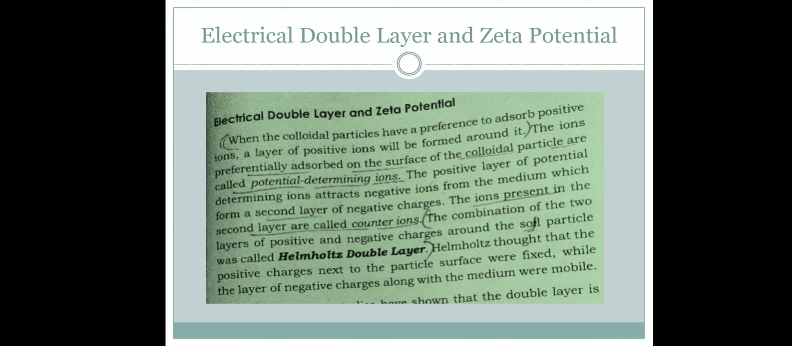Electrical double layer and zeta potential. If a colloidal particle has a preference to adsorb positive ions, a layer of positive ions will be formed around it. The ions preferably adsorbed on the surface of the colloidal particles are called potential determining ions. The positive layer of potential determining ions will attract the negative ions from the medium, which form a second layer of negative charges. The ions present in the second layer are called counter ions. The combination of the two layers, that is, the first positive layer and the second negative layer surrounding the sol particle, is called Helmholtz double layer.